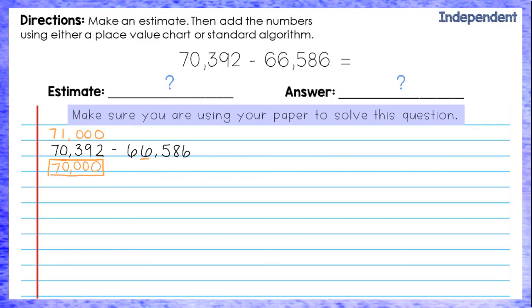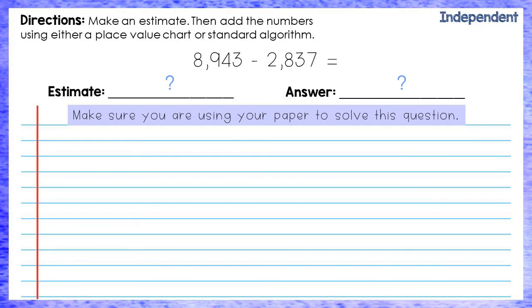66,586 will either round down to 66,000 or up to 67,000. Now 500 is the midpoint, so 586 is higher than the midpoint. Therefore, we are going to round up. Go ahead and subtract 70,000 minus 66,000, and you will get your estimate, which goes on this line. Now you can proceed and solve with your actual answer over here using either a place value chart or standard algorithm. Pause the video, then I will help you on the next estimate.